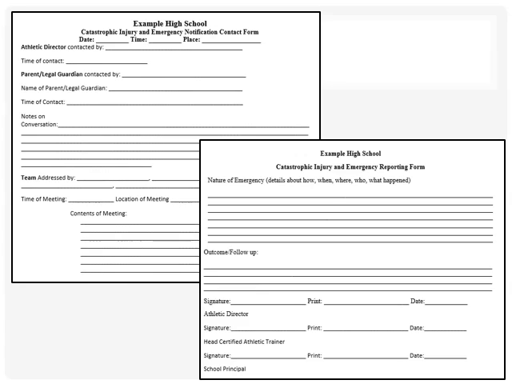Here's some examples of some catastrophic incident plan documentation forms. One is going to be an emergency notification contact form, so it discusses whom contacted whom and at what times, who contacted the family members or the parents, what was the contents of that conversation, etc., as well as a general reporting form about the emergency or catastrophic incident, what happened, the outcome or follow-up, that should be signed by the athletic director, head athletic trainer, and/or school principal.